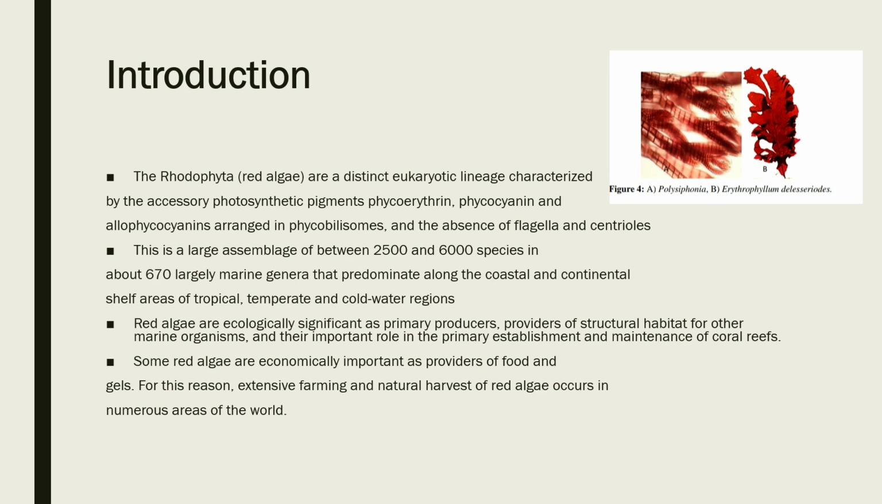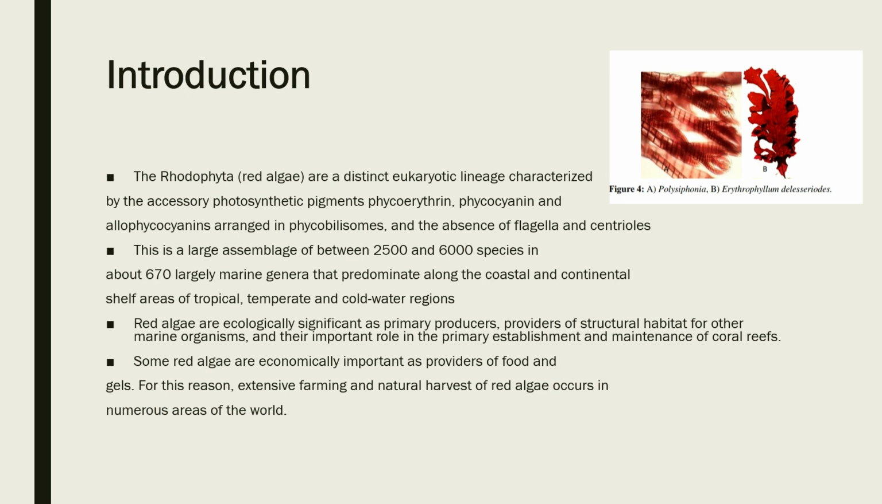Rhodophyta is commonly called red algae. These are eukaryotic, characterized by a red pigment, which is due to the presence of phycoerythrin, phycocyanin, and allophycocyanin in the cell wall. There are around 2,500 to 6,000 species. Among them, 600 to 700 species are marine.